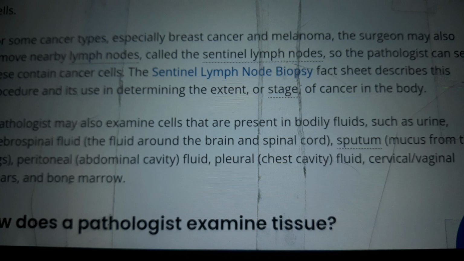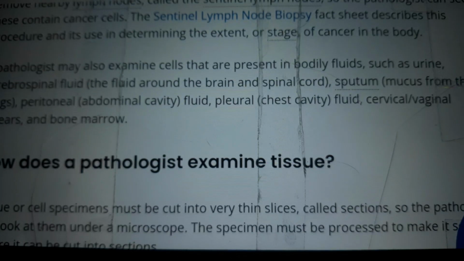For some cancer types, especially breast cancer and melanoma, the surgeon may also remove nearby lymph nodes called the sentinel lymph nodes, so the pathologist can see if these contain cancer cells. The sentinel lymph node biopsy describes this procedure and is used in describing the extent or stage of cancer in the body. Let's see that.